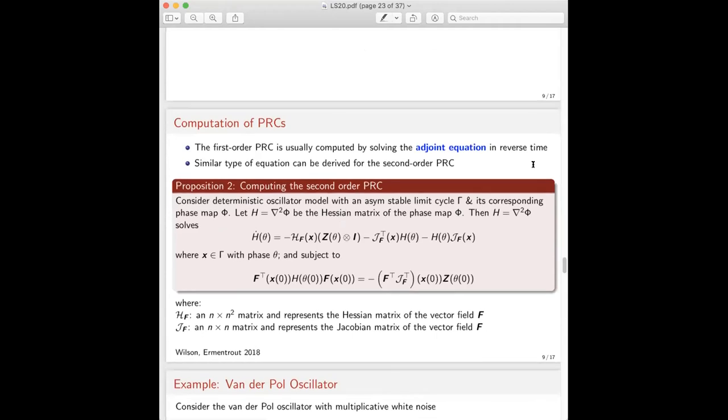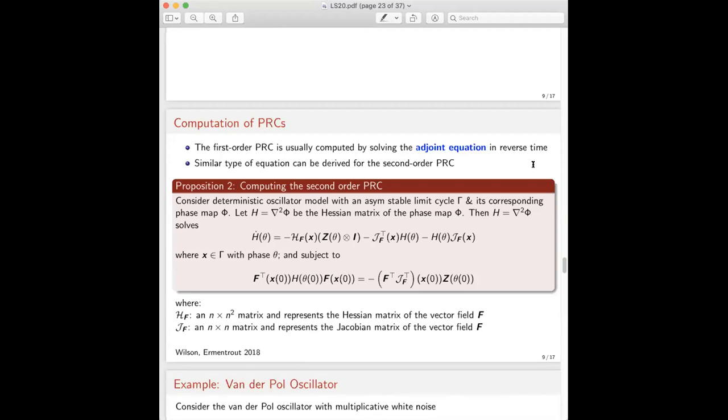Yes. I was wondering what that means in proposition 2. You have the equation for the derivative of the Hessian with respect to theta, where you have the cross product. Is that an outer product, or what is that? It's a Kronecker product.